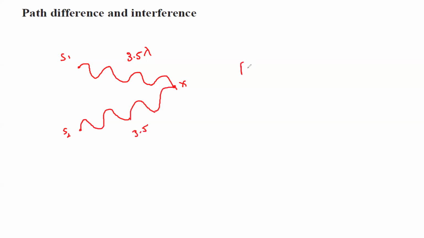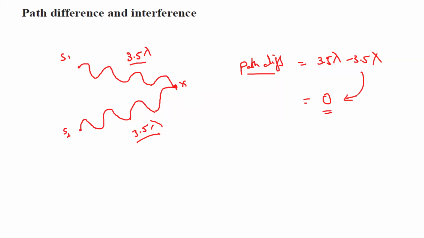What is the path difference between these two waves? The difference in terms of the distance covered by these two waves. This is 3.5 wavelengths, and this is also 3.5 wavelengths. So when I take the difference, 3.5 minus 3.5, the difference is 0. Whenever the two waves have a path difference of 0, what type of effect will we see at this point? This is an interference. When you subtract, you get a path difference of 0.